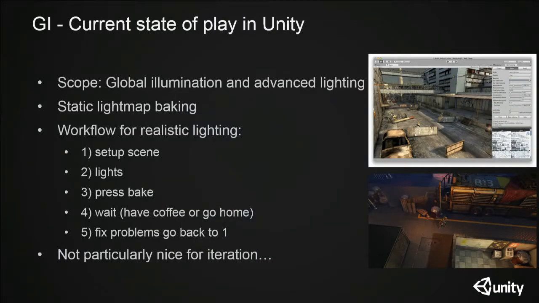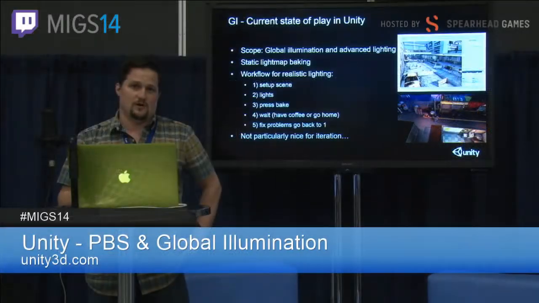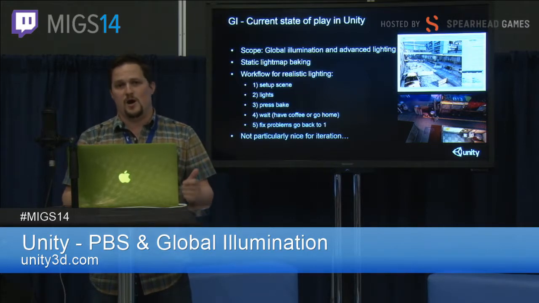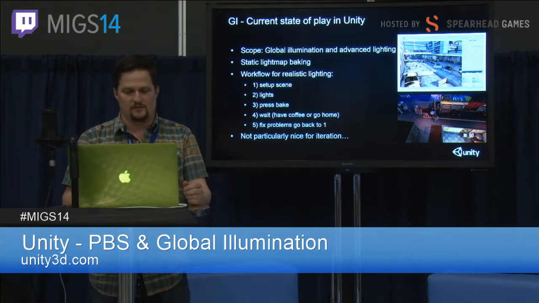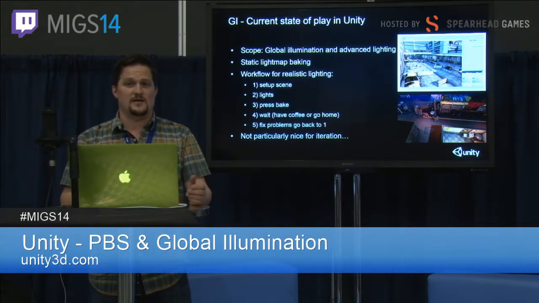So the current state of global illumination in Unity is a little bit long, simply because we always bake everything. You set up your scene, you put lights, you press bake, you wait, and then you get your result. And if you have something to fix, then you go back to step 1 and you press bake, and then you wait. Even for modest, medium complexity scenes, it can take hours to build. So it's not really nice, and it's not really nice either for fine-tuning your lighting in your games.